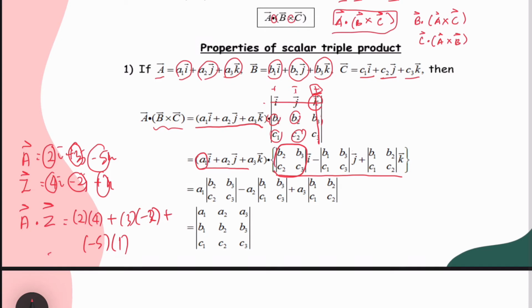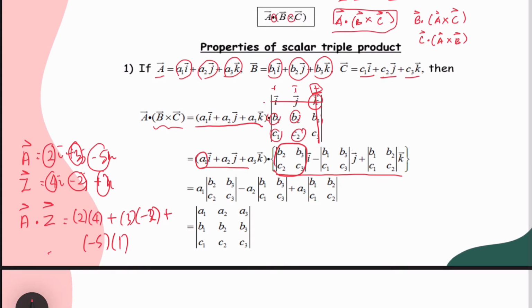Okay, so you will have A1, and in the bracket, the determinant is B2, B3, C2, C3. This one is for I. Then we add the determinant with the coefficient of J, plus the coefficient of J. And don't forget that you have plus and minus here. It will give you minus.